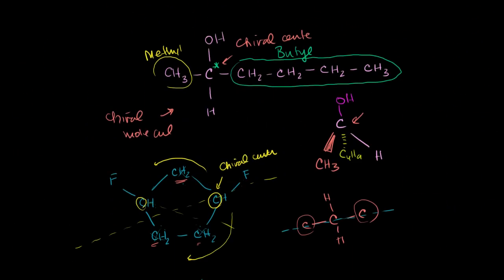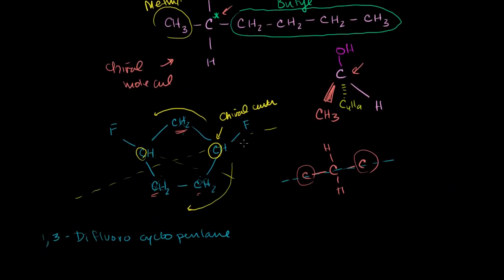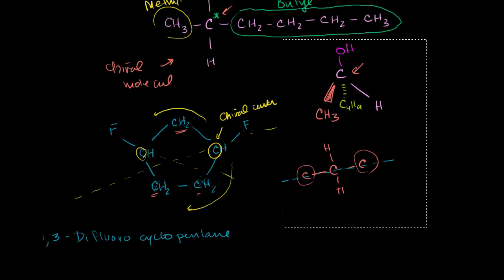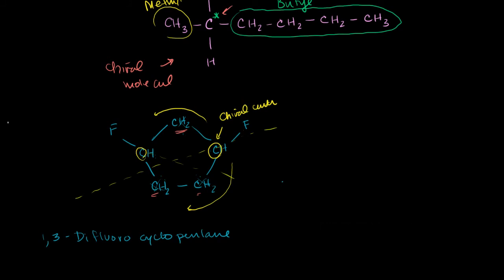Now, the next question is, well, this thing's got 2 chiral centers, 2 chiral carbons. It's probably a chiral molecule. Everything else we've seen so far, if you had a chiral center, you had a chiral molecule. But let's take its mirror image. To take its mirror image, let me clear out some real estate over here. So what's the mirror image going to look like? Let me first draw the mirror.